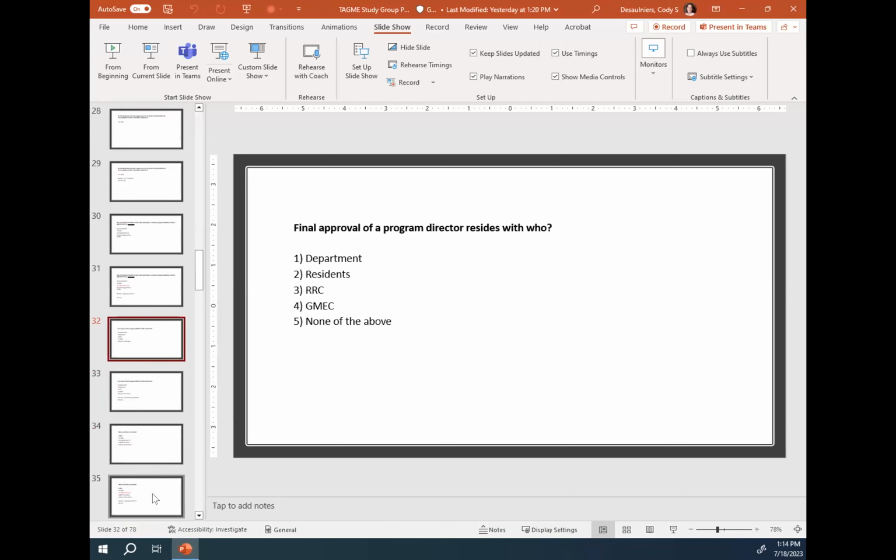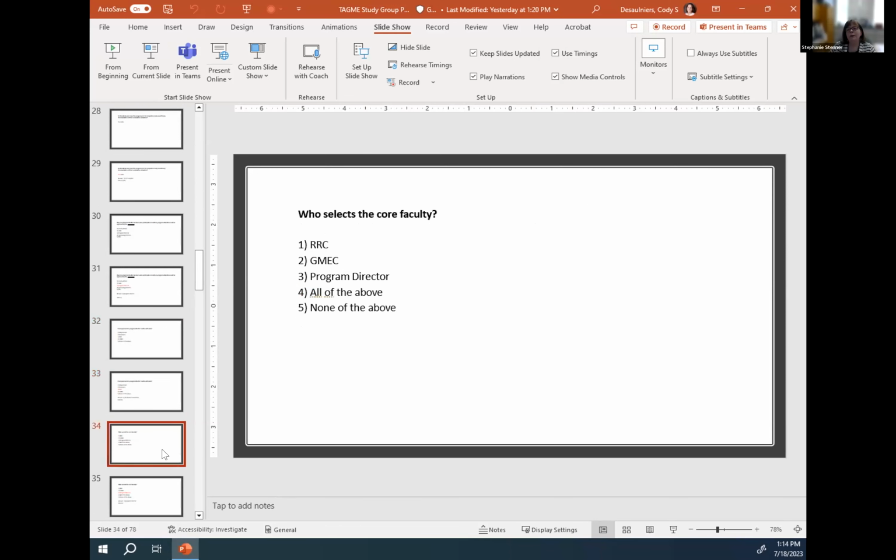Final approval of a program director resides with who? The department, residents, RRC, GMEC, or none of the above? RRC. The review committee. Correct. Well, I guess the GMEC has to approve them first and then it goes on. See, this is where the trick questions come in. So ultimately, it's the ultimate approver, not just the interim approver. That's why I'm going to highlight it, because in my mind you think of GMEC, but then, okay, no, the RRC.